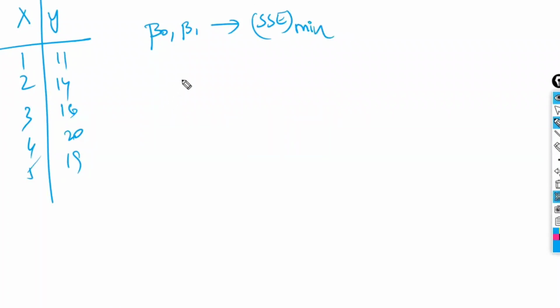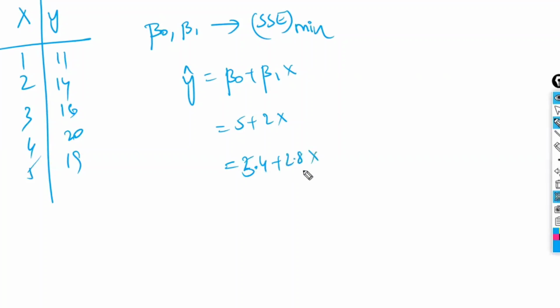For example, let us take beta naught as 5 and beta 1 as 2, so 5 plus 2x. The second one is 5.4 plus 2.8x. The third one is 5.2 plus 2.2x. The fourth one is 5.9 plus 1.4x. Out of all these, which equation is the best one?